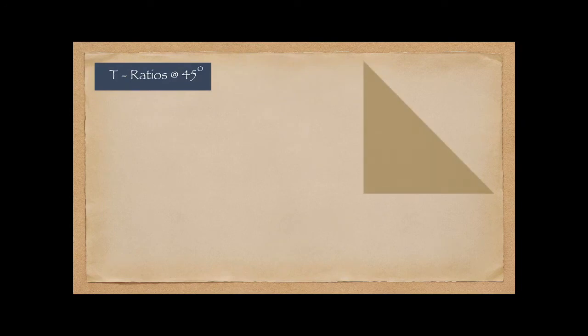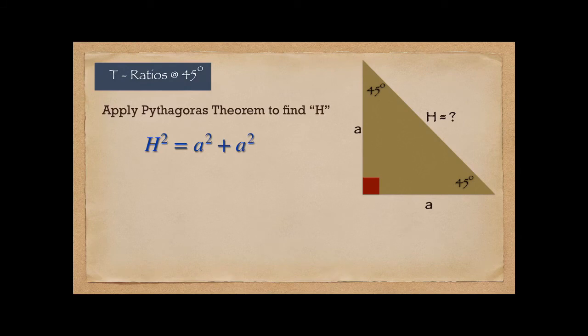Now the values of all these ratios at 45 degrees. For this, take an isosceles right angled triangle where two sides forming 90 degrees are equal to a and each acute angle is 45 degrees by angle sum property of a triangle. Using Pythagoras theorem to find the hypotenuse, we get hypotenuse is equal to root 2a.